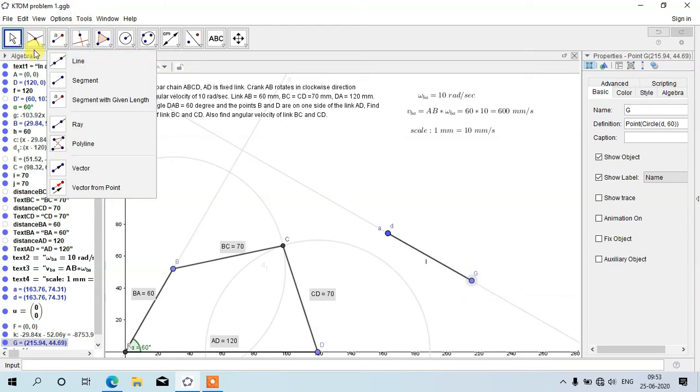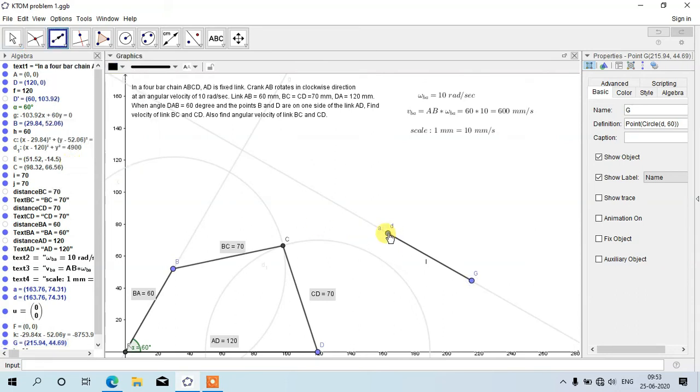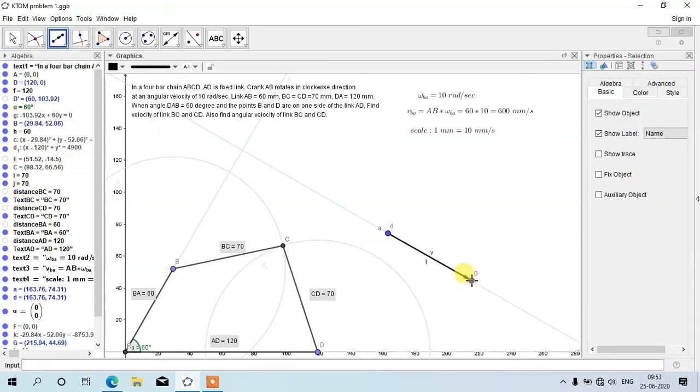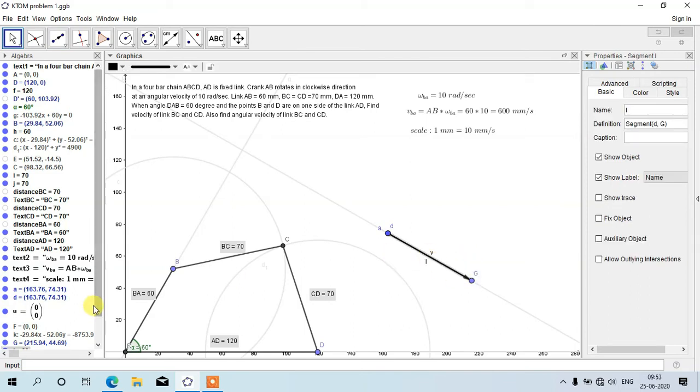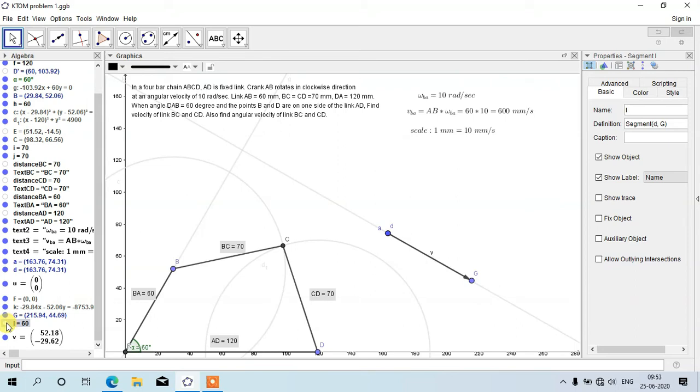So now I will represent it with a vector. This is the point B, and this vector is called velocity vector, the velocity of point B with respect to A.